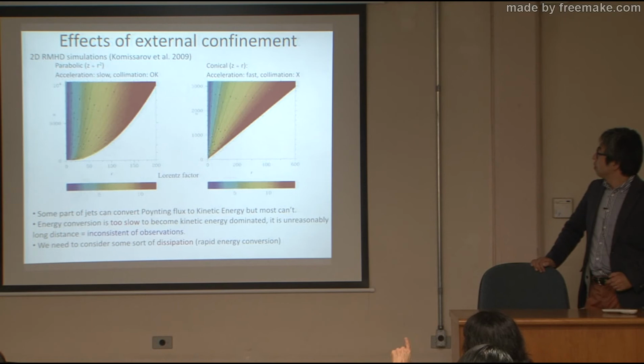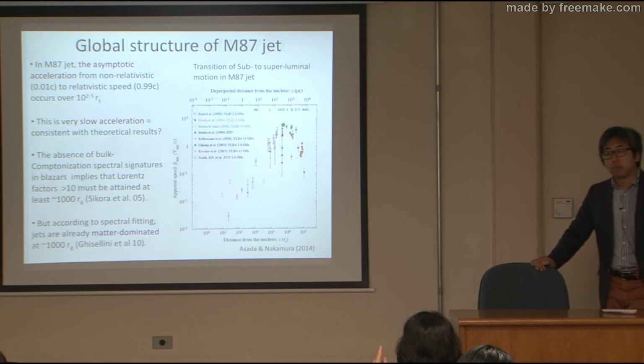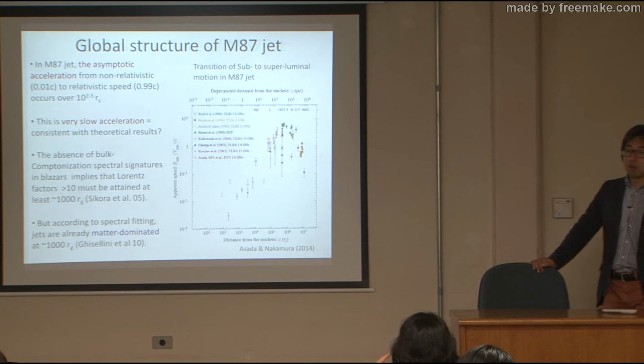In this sense, we have the absence of bulk Comptonization, and this is an implication that the Lorentz factor must be above 10, at least 1000 RG. Nevertheless, this is constrained by the model. Yes, of course, this is by the model. So this is one model or two models, completely dependent.